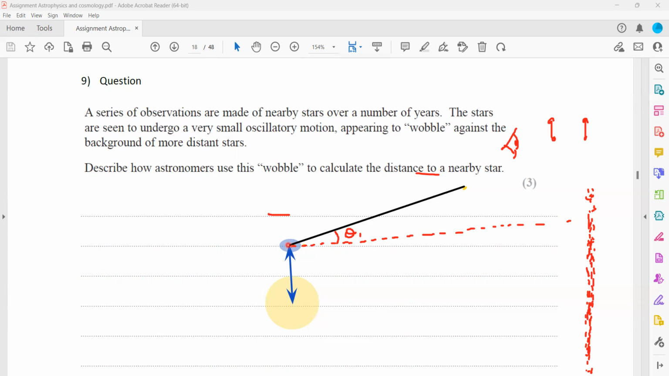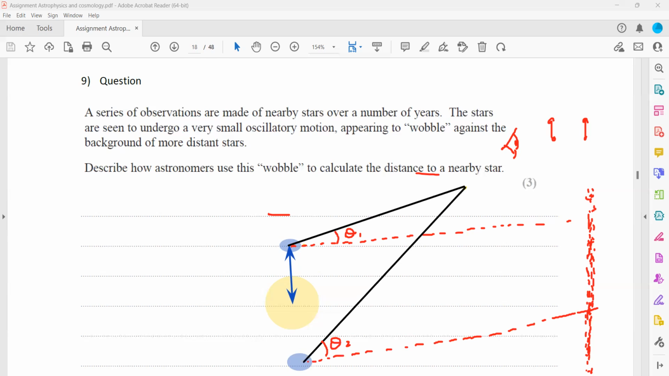I am drawing Earth's motion along a vertical axis to explain the idea; otherwise, if I draw it horizontally, you may find it difficult. So it is moving in a vertical axis. After a 6 month duration, the Earth will be here. Again, we observe the same star after 6 months, with reference to the background star. So this is theta 2.